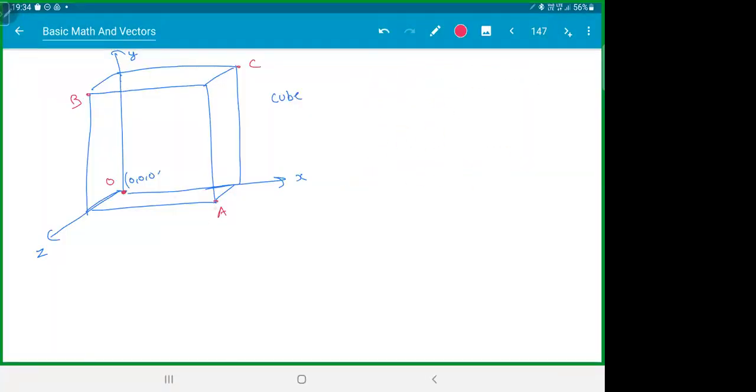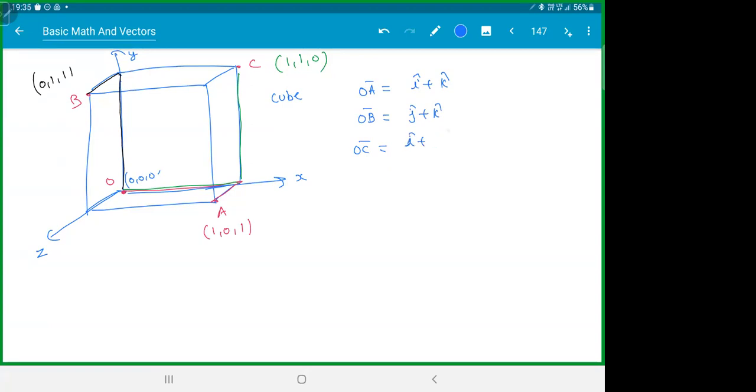What will be the coordinates? Look at this thing. You're traveling along x and you're traveling along z. So 1, 0, 1. First get the coordinates right. Then you're traveling along x and along y. This is 1, 1, 0. Then you're traveling along y and then along z: 0, 1, 1. So OA bar will be i plus k. OB bar is j plus k. OC bar is i plus j. I will leave the working to you.